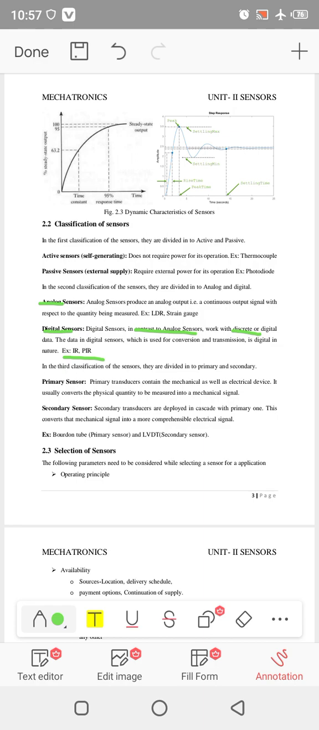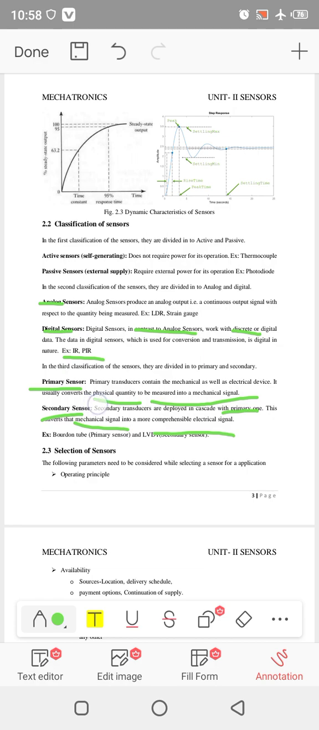The third classification of sensors is primary or secondary. This is also one of the basic ones. The primary one contains mechanical as well as electrical devices. It usually converts the physical quantity to be measured into mechanical signals. The secondary one introduces a cascade of primary ones. This one includes many primary ones, and it converts the mechanical signal into a comprehensive electrical signal.